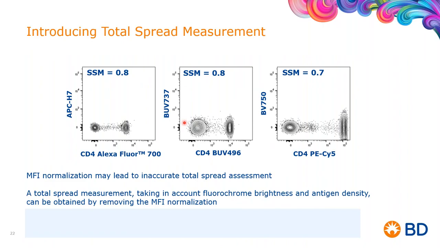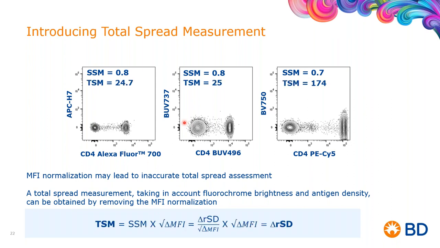And this brings us to the new tool. Nothing fancy, right? We have understood that the problem is the normalization of the MFI, that the SSM gives us a partial read of the spread. So what we introduce now is a total spread measurement, because we want to take the full spread coming from both the spillover and the MFI. We're basically taking the SSM value and multiplying by the square root of the MFI. So we are eliminating the normalization, and now we're left just with the true delta RSD.